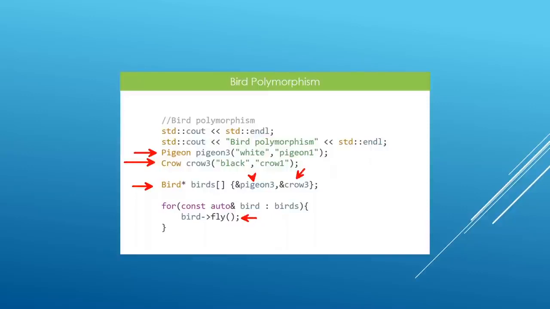In this case, at the first iteration, we're going to call the fly method on our pigeon object. At the second iteration, we're going to call the fly method on our crow object here, and this is going to work. Now that you know this, we're going to head over to Visual Studio Code and play with this a little more.